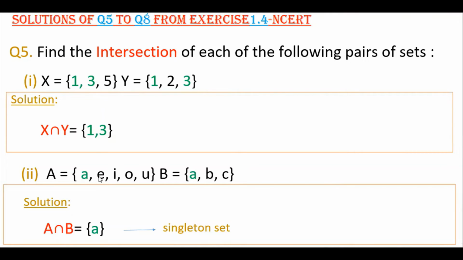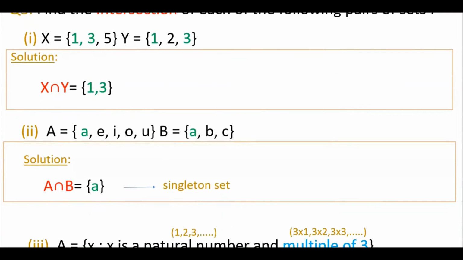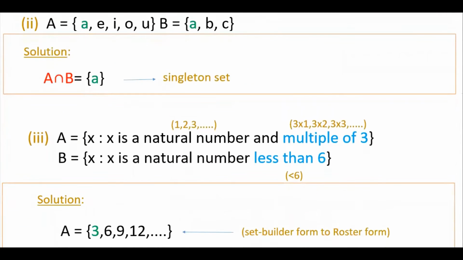And next one is A is equal to {a, e, i, o, u} and B is equal to {a, b, c}. A intersection B is equal to only one element is common, so {a}. We know that if there is only one element, that is called a singleton set. So here this is a singleton set.